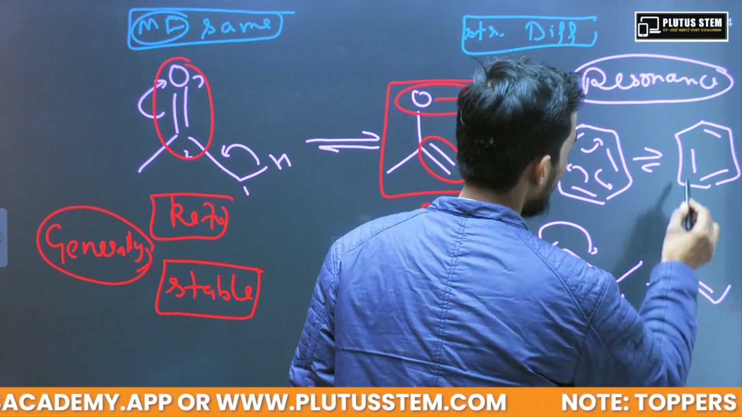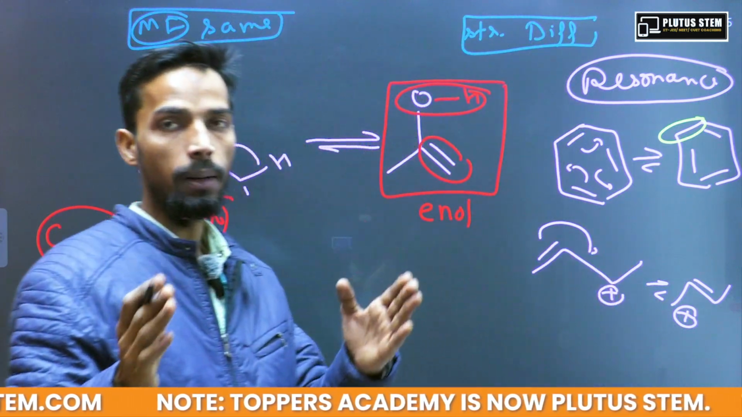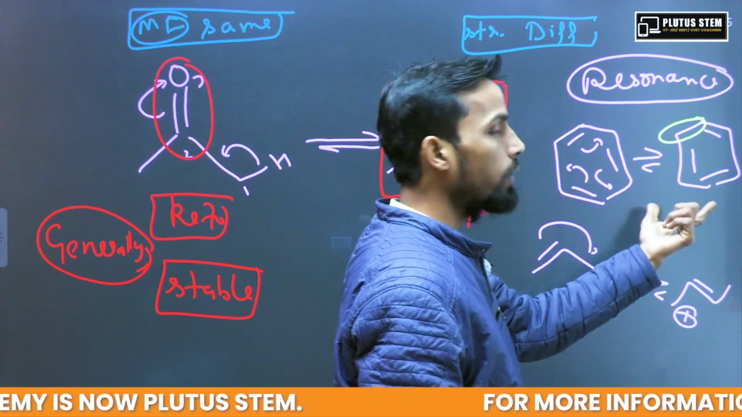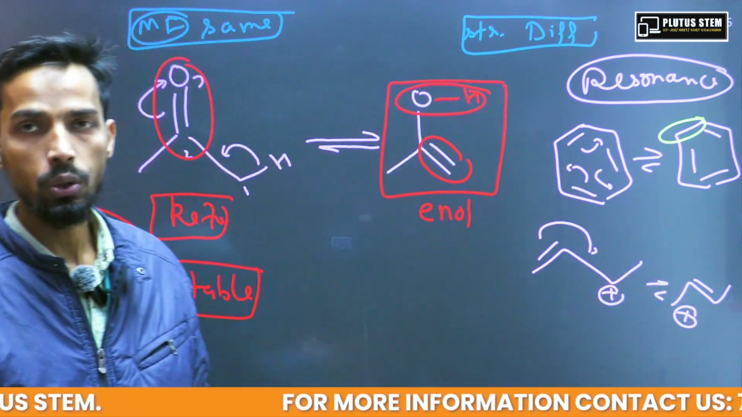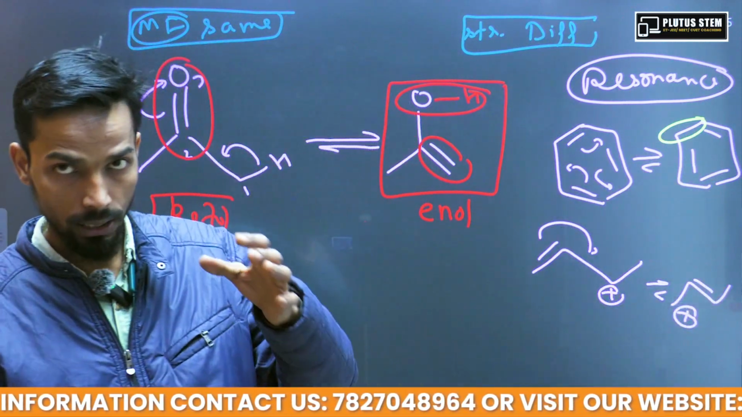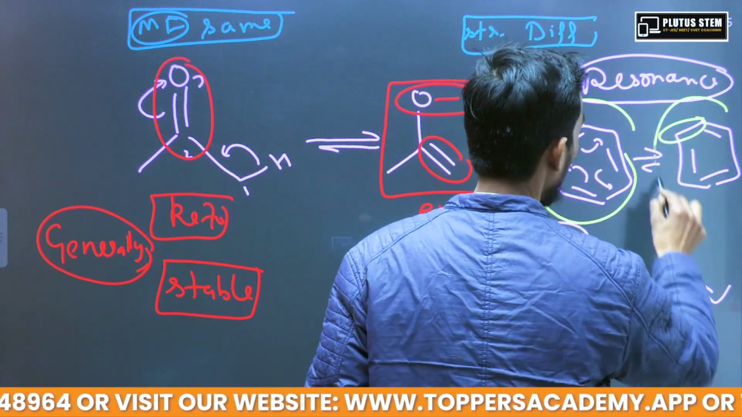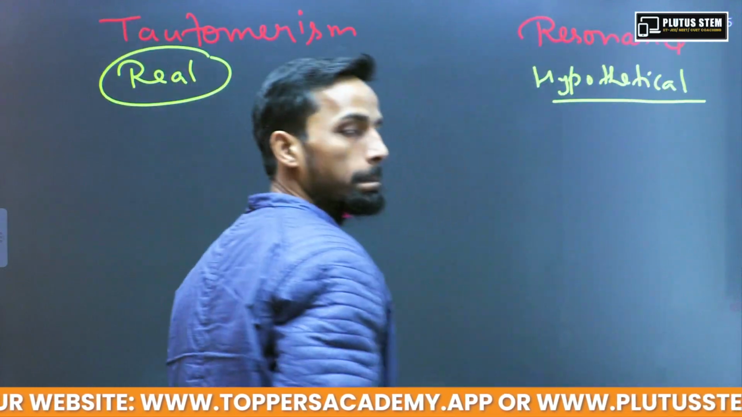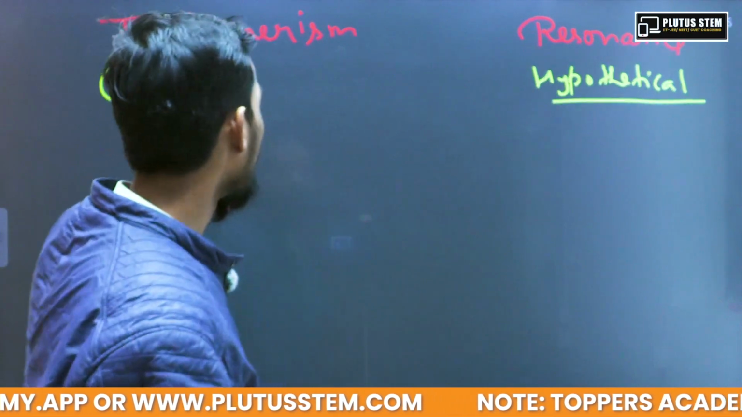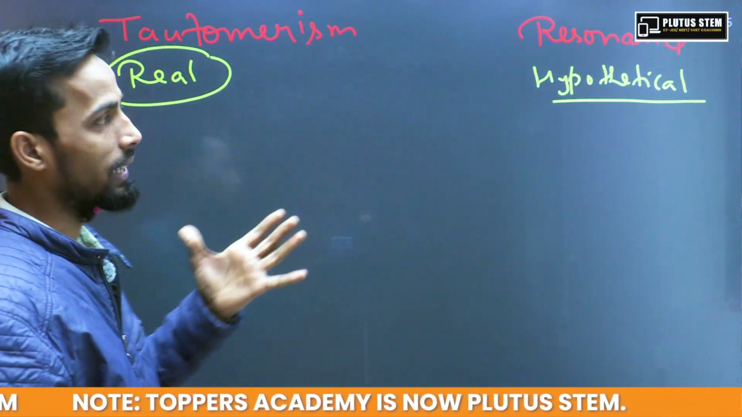They exhibit the property that the bond length is between the single bond and the double bond. To explain this property, we draw these two different aromatic structures. Actually, these two compounds cannot be isolated, which means this thing doesn't actually happen, one structure is not converting into the other. That's why tautomerism is a real phenomenon, and resonance is hypothetical. We are assuming that it might be happening like this.